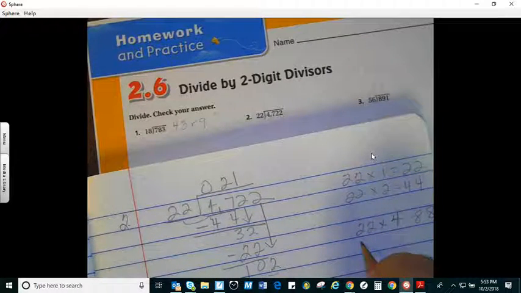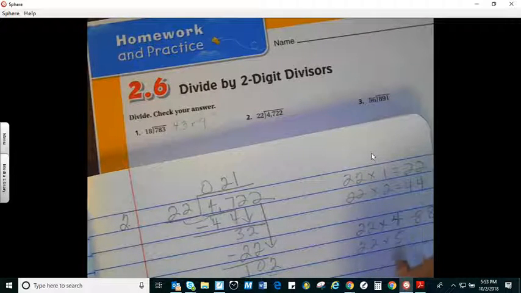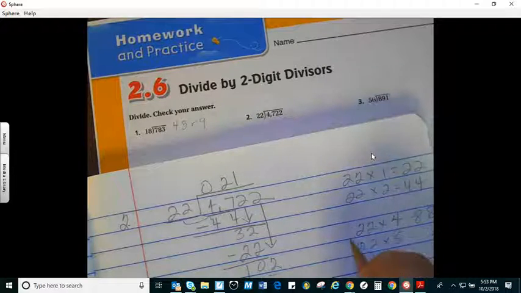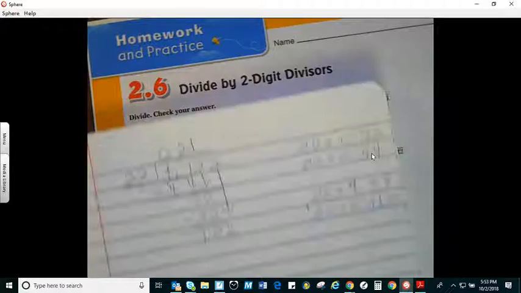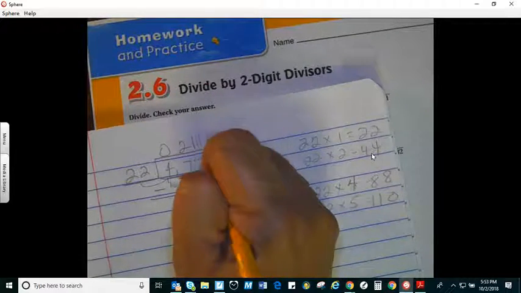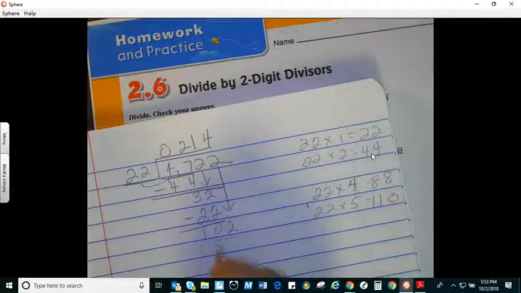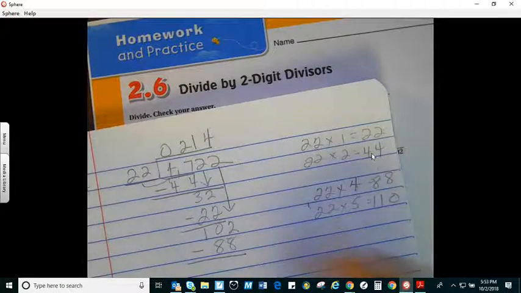Let me go ahead and try 22 times 5. 5 times 2 is 10. 5 times 2 is 10 plus 1 is 11. So that's going to be too much. So I'm going to use the number 4 groups. That gives me 88. I'm going to subtract that out.